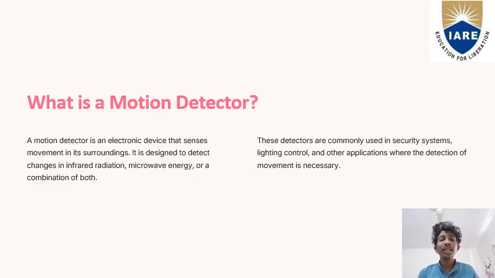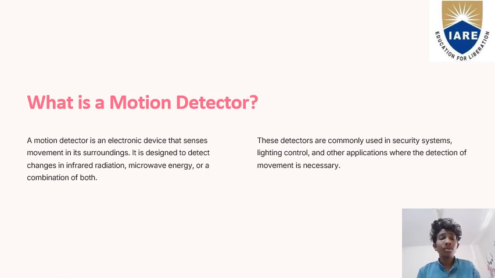What is a motion detector? A motion detector is an electrical device that senses movement in its surroundings. It is designed to detect change in infrared radiation, microwave energy, or a combination of both. These detectors are commonly used in security systems, light control, and other applications where the detection of movement is necessary.